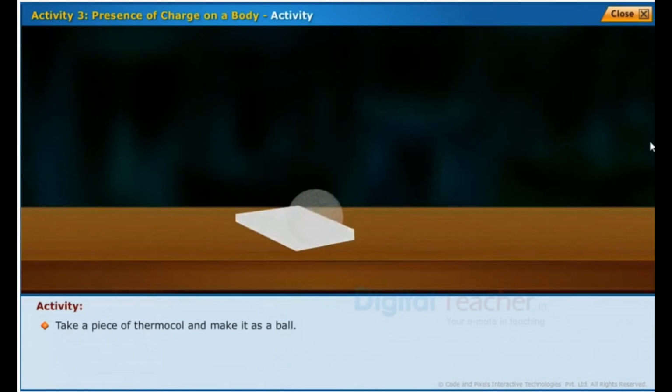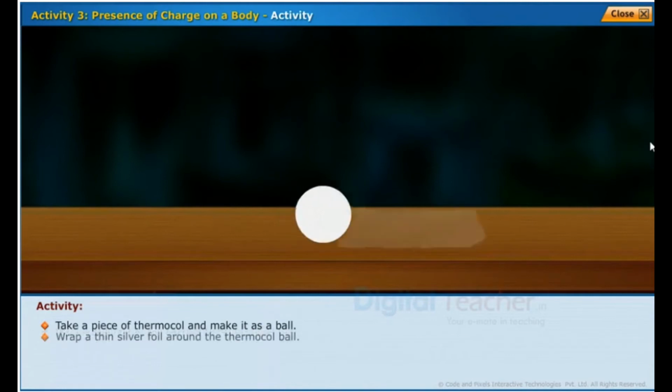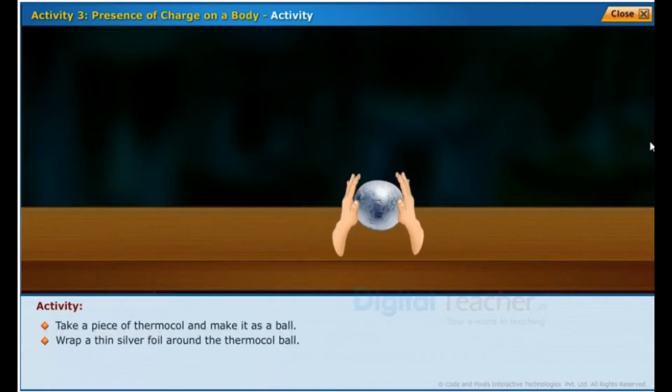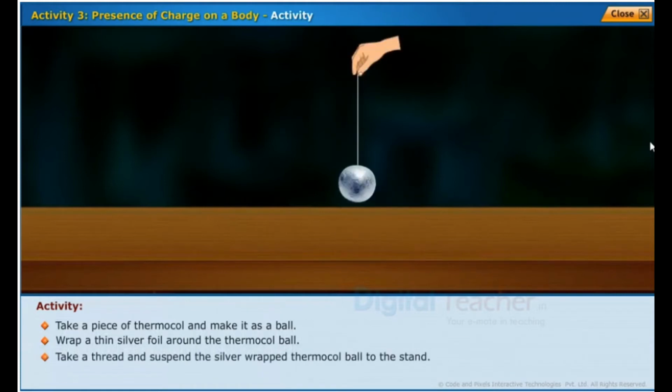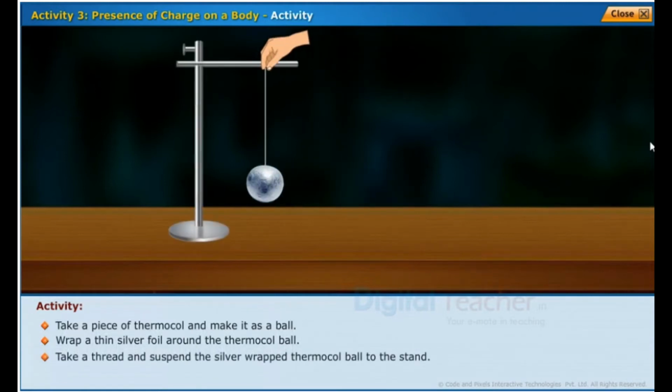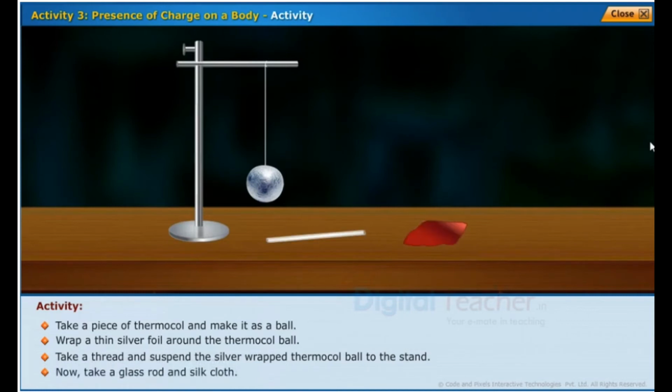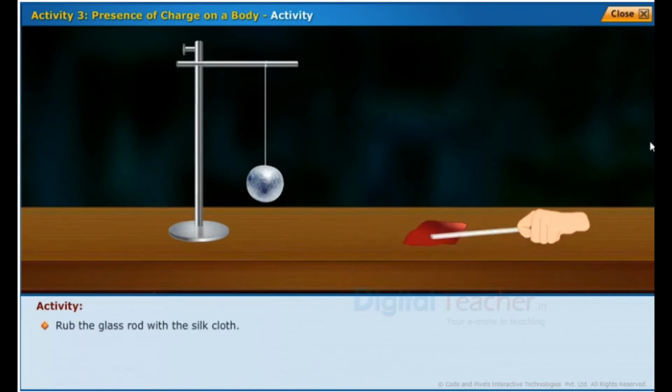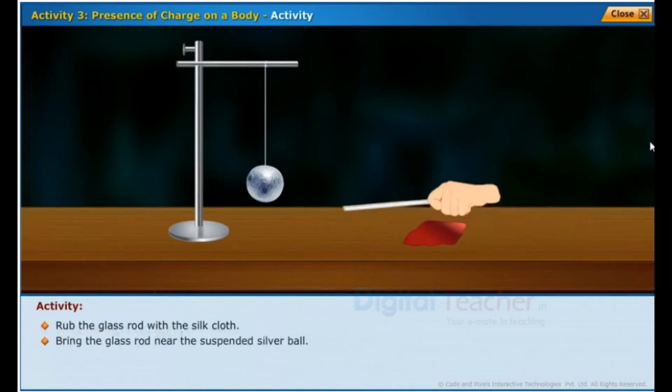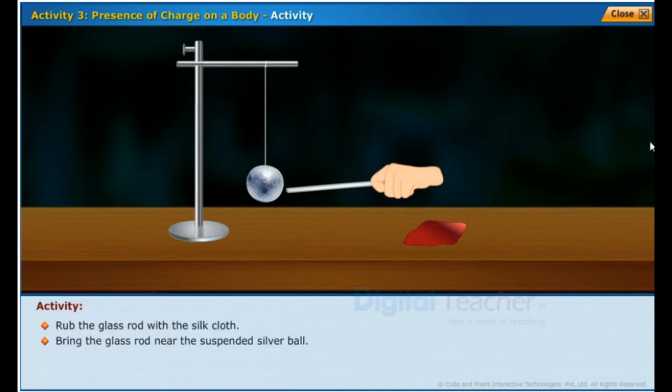Activity 3. Presence of charge on a body. Take a piece of thermocol and make it into a ball. Wrap a thin foil around the thermocol. Take a thread and suspend the silver-wrapped thermocol ball from a stand. Now, take a glass rod and silk cloth. Rub the glass rod with the silk cloth. Bring the glass rod near the suspended silver ball. Observe whether they attract or repel.